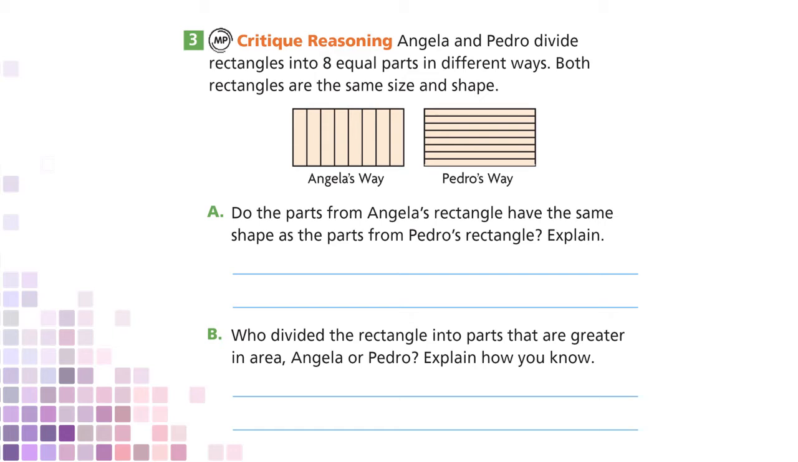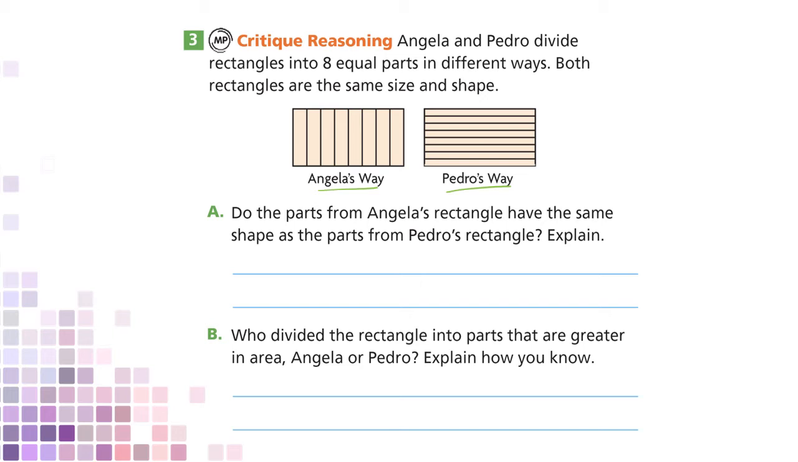Number 3, Angela and Pedro divide rectangles into 8 equal parts in different ways. Both rectangles are the same size and shape. So I see both my rectangles. I have Angela's rectangle, and she's decided to break up her rectangle into 8 equal columns. And then we have Pedro's rectangle, and he divided his into 8 equal rows.